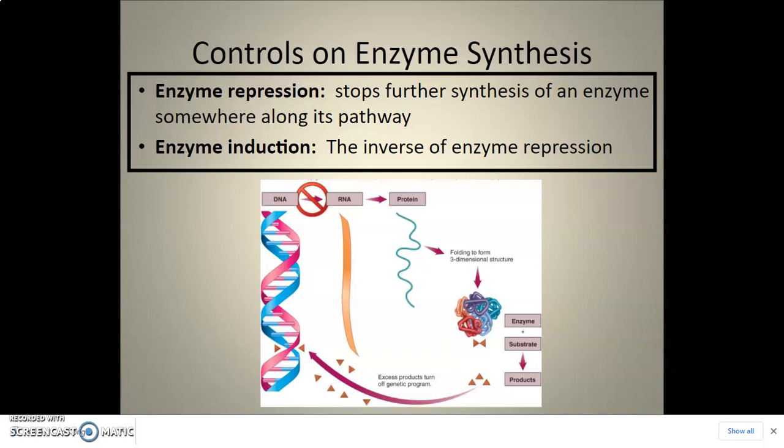The other thing that it could do is there could be a substrate present, and it could promote the transcription of the DNA into a message that then would make the protein, right? So enzyme induction is when we try to force that enzyme to be made by interacting with the DNA, whereas enzyme repression is the presence of product shutting down the gene that would then send the message to make that specific protein or enzyme.